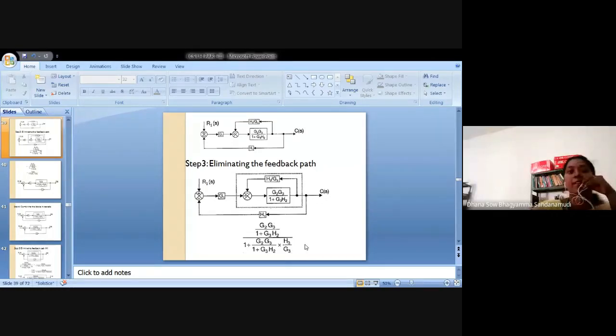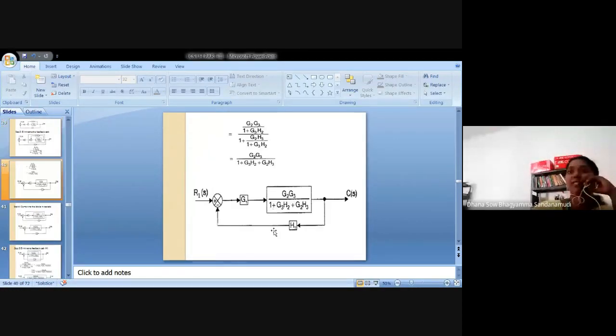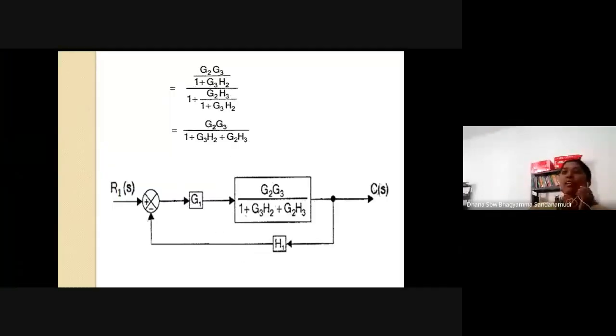Okay, so eliminating the feedback path, if you eliminate, you will get this. Okay, so if you get this, you have to simplify it further. If you simplify, you will get this equation. Substitute this equation in this above, you will get this equation. Okay. So now if you see here, G1 and this are both in cascade. Okay. So cascade G1 into G2, G3 by this denominator.